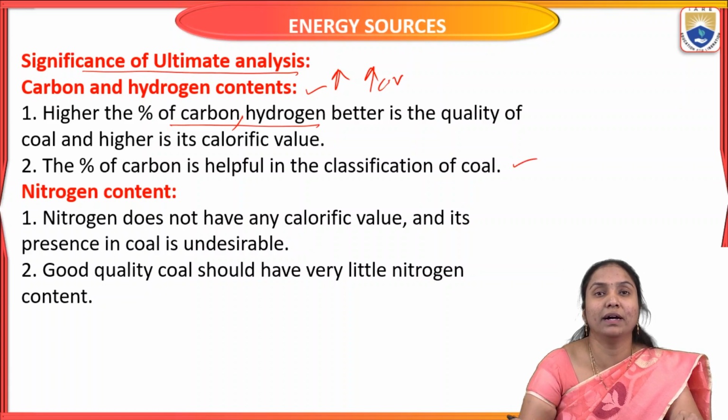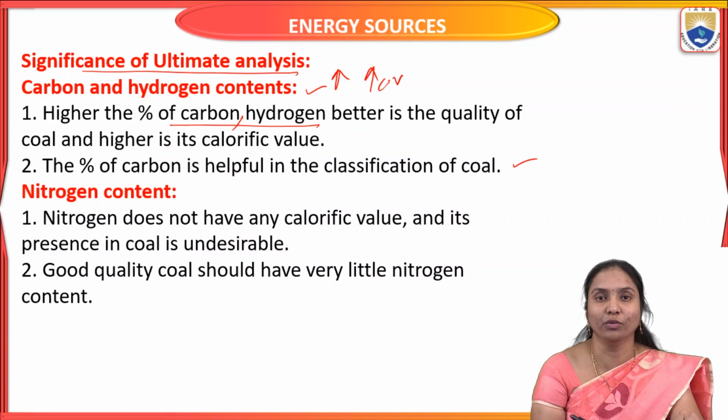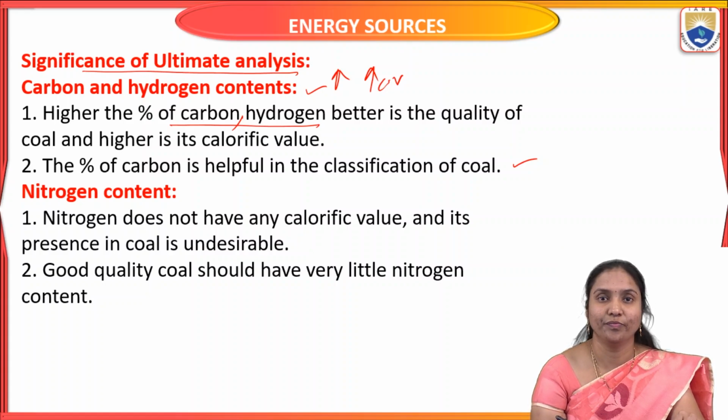And the second point is the percentage of carbon. It is helpful in the classification of coal. If this percentage increases, it acts as a good coal. Good coal always contains a high percentage of carbon because it increases the efficiency of coal, that means it increases the calorific value.